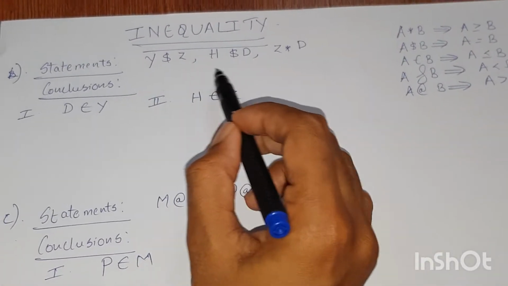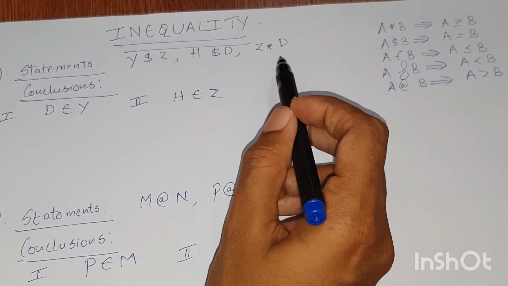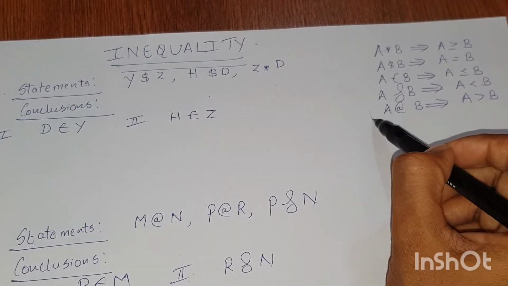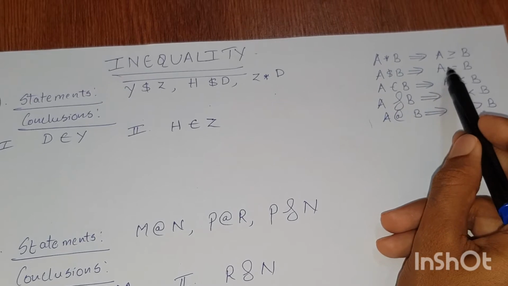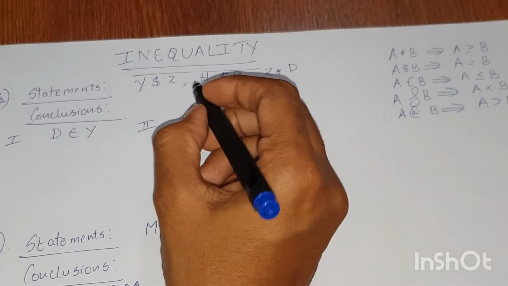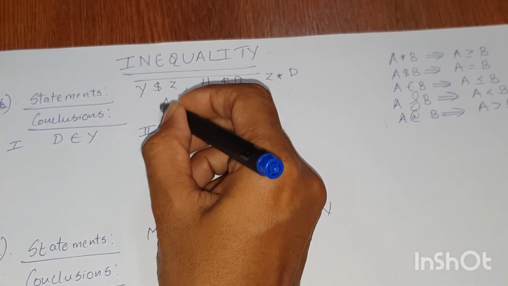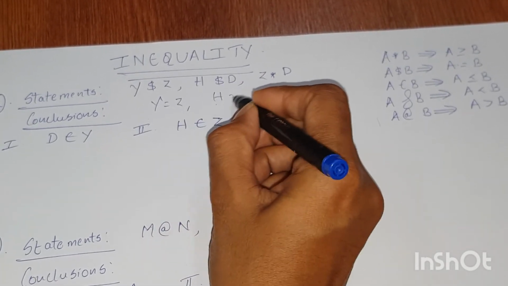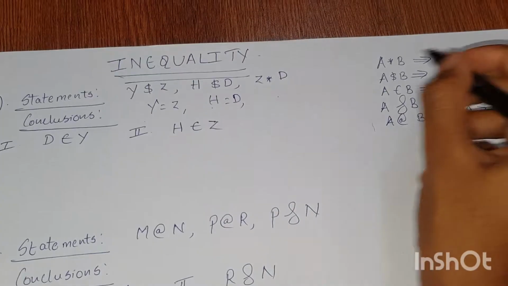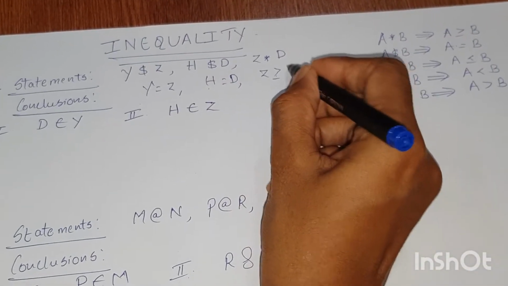Y dollar Z, H dollar D, Z star D. That is our statement. And we know the conditions. Dollar means equal to, star means greater than or equal to, right? So Y dollar Z can be written as Y is equal to Z. H dollar D means H is equal to D. Z star D, star means greater than or equal to. So Z is greater than or equal to D.